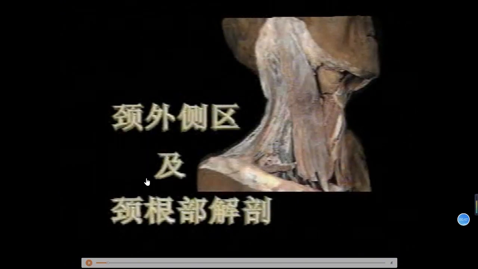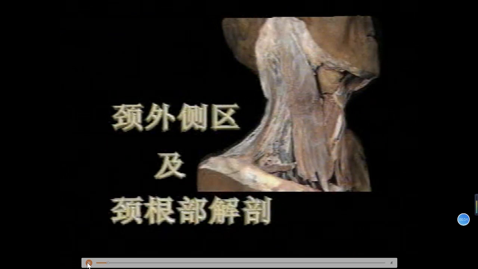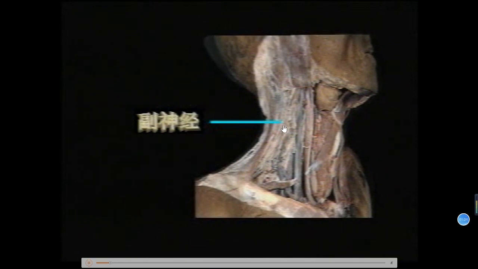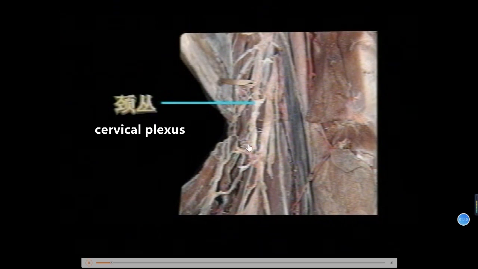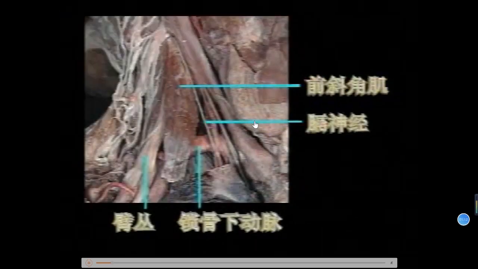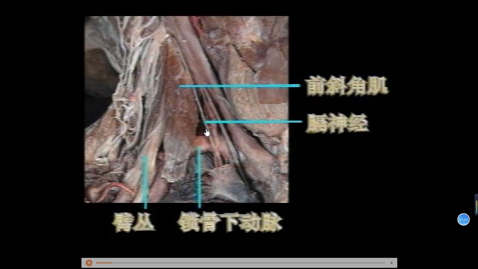This time we will expose the structures of lateral cervical region and the root of neck. We will expose some muscles, vessels, and nerves of these 2 regions. For example, the accessory nerve, cervical plexus, and the scalenus anterior, brachial plexus, subclavian artery, and the phrenic nerve.